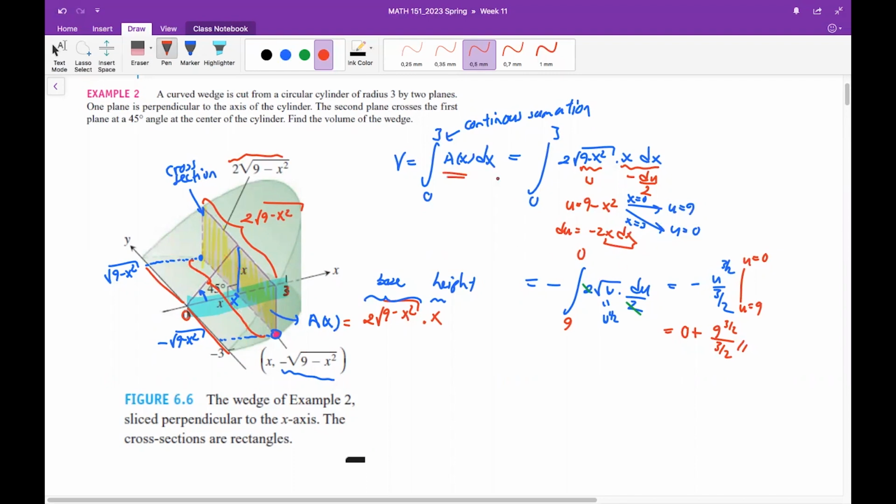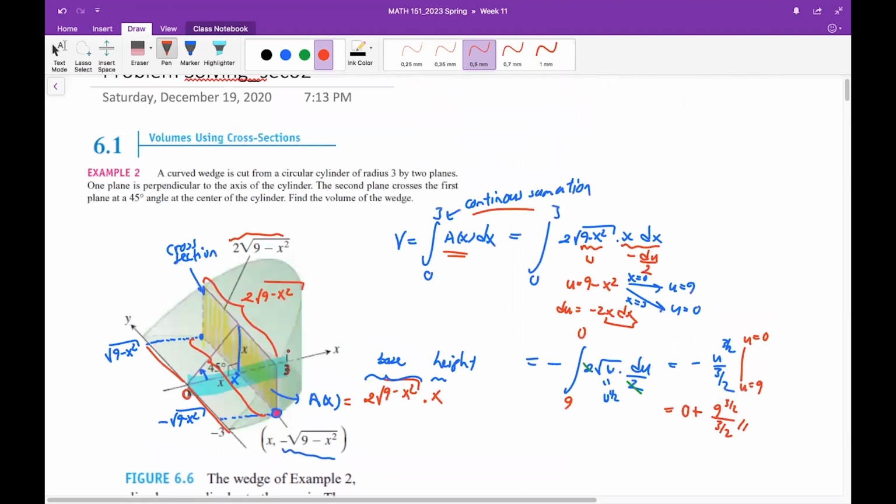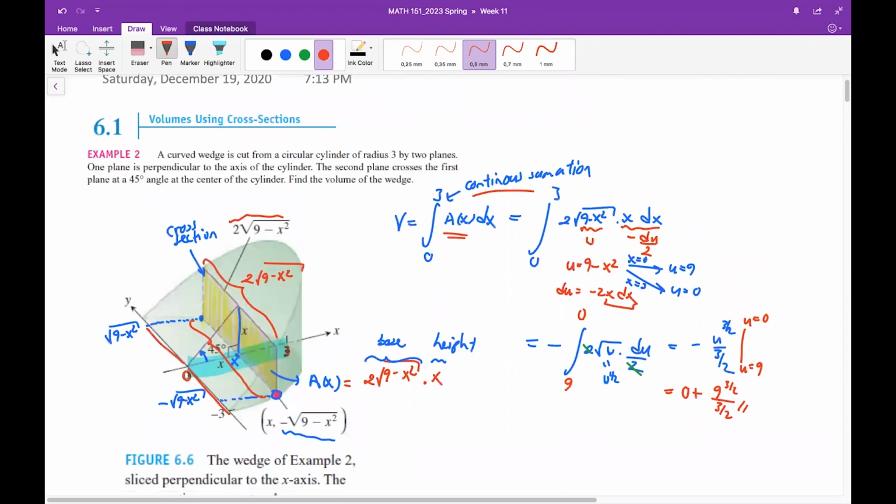Integrating the area means that integration is a continuous summation. That's why integrating this area means that you are summing up the areas of all those infinitely many rectangles. That's why you cover the full volume, okay? So this is how you can compute volumes by slicing your objects. We used vertical slice here. Okay, if no questions about this example, I want to move on.